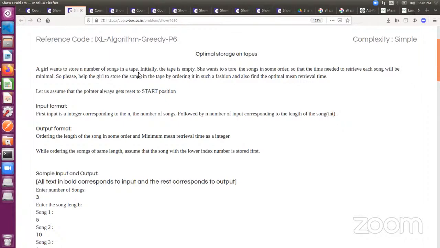We don't know where the song comes. All those things are there. So that is the scenario here. Okay. So a girl wants to store n number of songs in a tape.